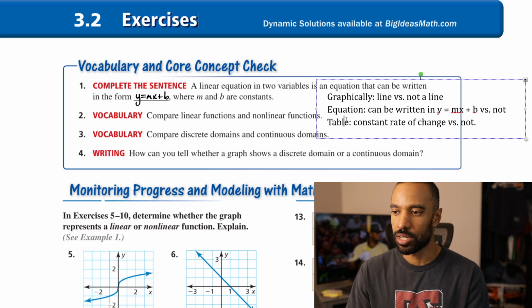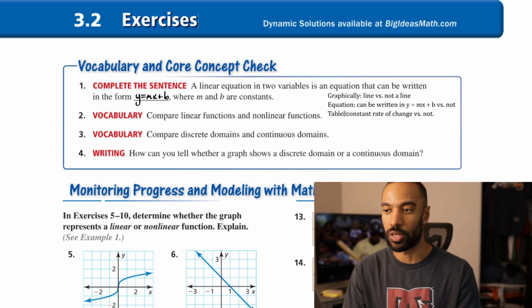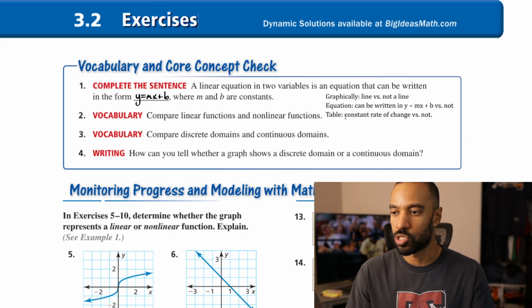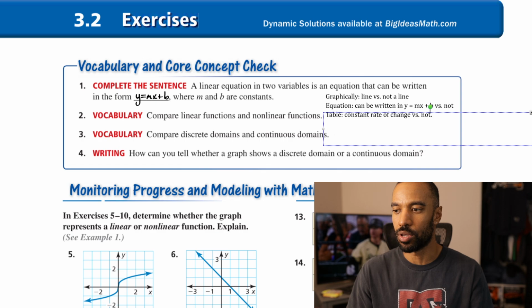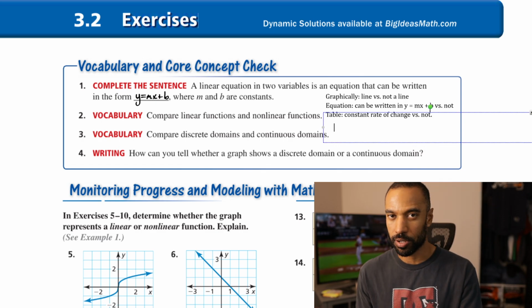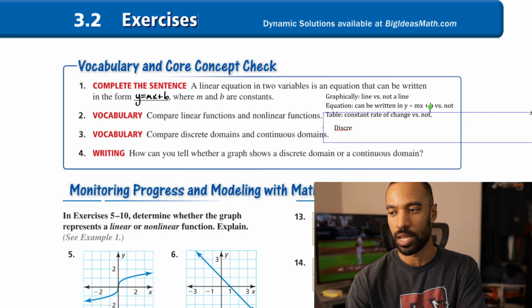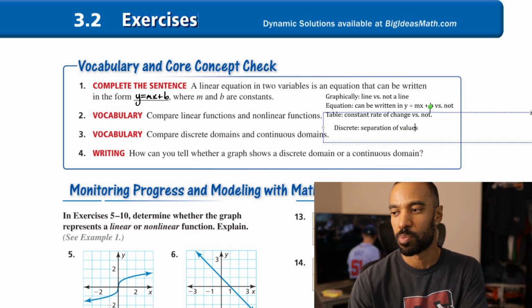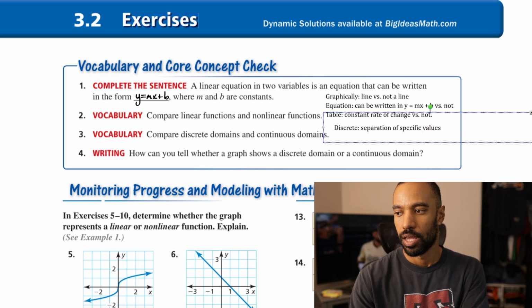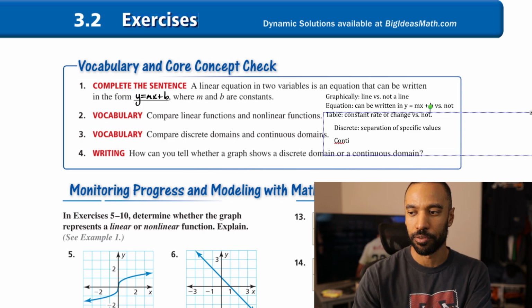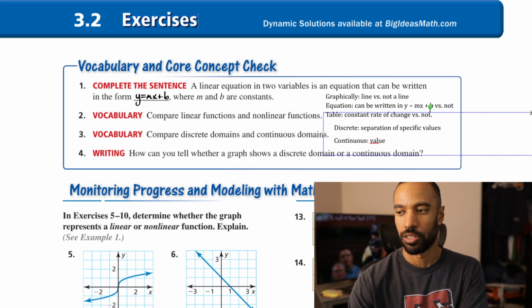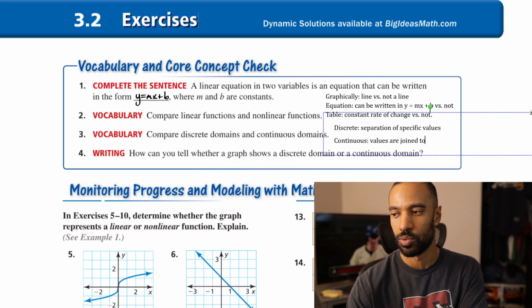Compare discrete domains and continuous domains. And I've talked about discrete relations and continuous relations. This means the same thing here. I have my layman's terms version of continuous if you can draw it without lifting your pencil from the paper kind of thing. And discrete, you'd have to lift your pencil. Discrete, I just say separation of values and that of specific values. And then whereas continuous, there's that flow of the values. They're all joined together. Continuous values are joined together at the hip.